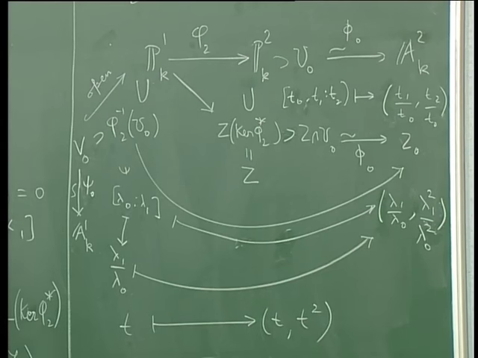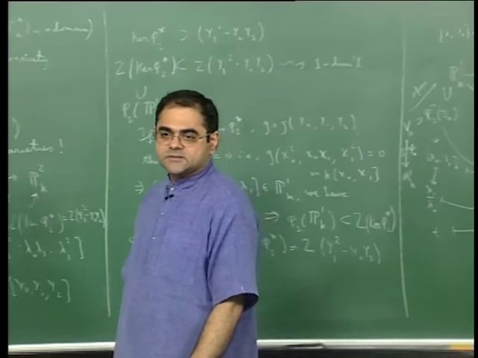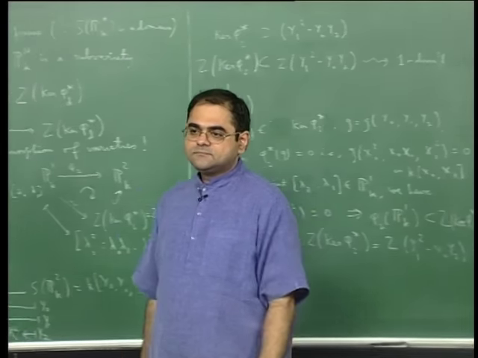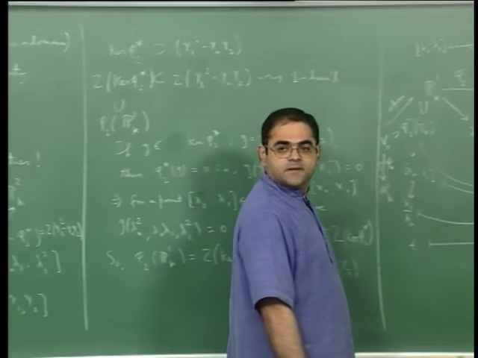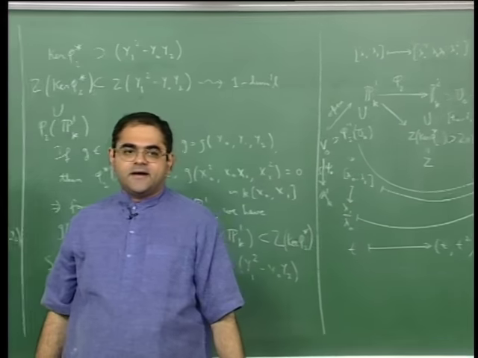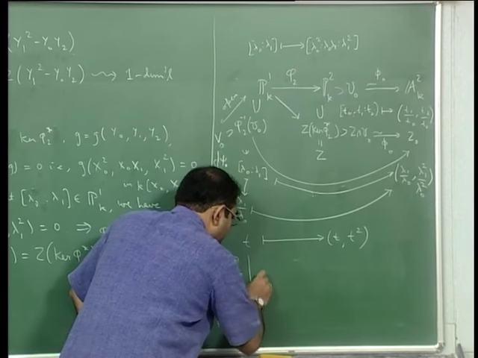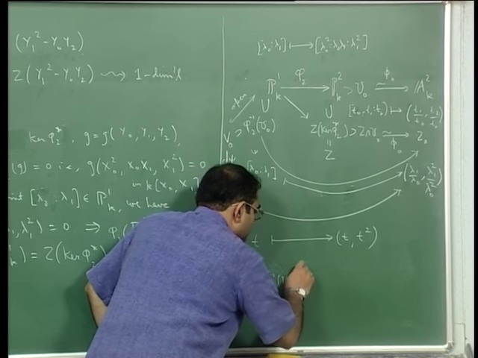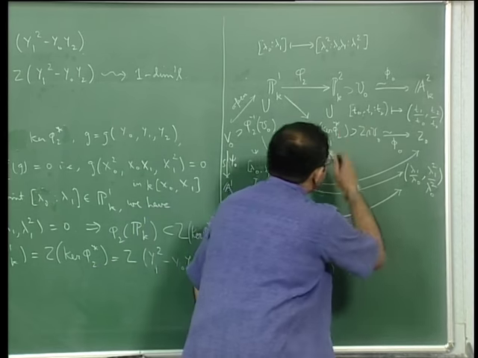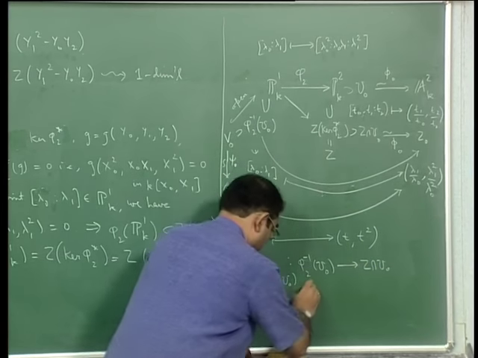Isn't that a morphism? That's a morphism, because projection on each coordinate gives me a regular function. So projection on the first coordinate gives me identity, projection on the second coordinate gives me t squared. So this is a regular function. So the moral of the story is that phi 2 restricted to phi 2 inverse U0, from phi 2 inverse U0 to its image, which is Z intersection U0, is a morphism.